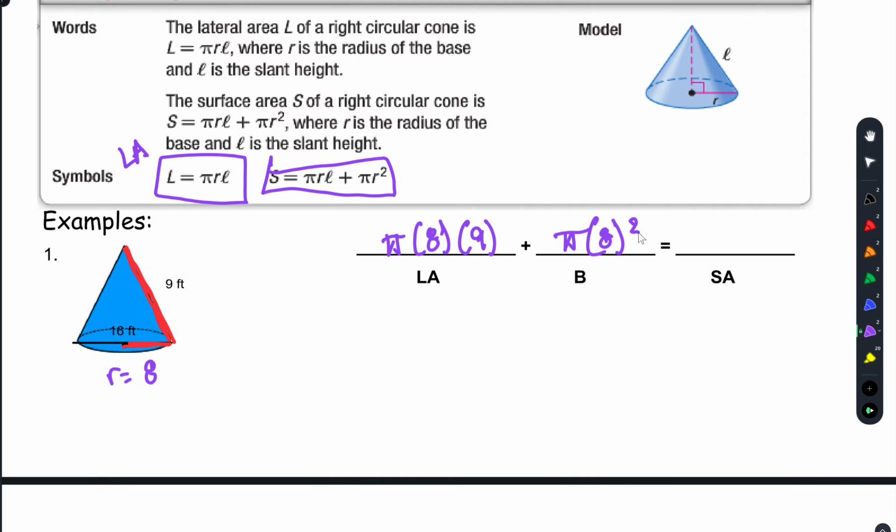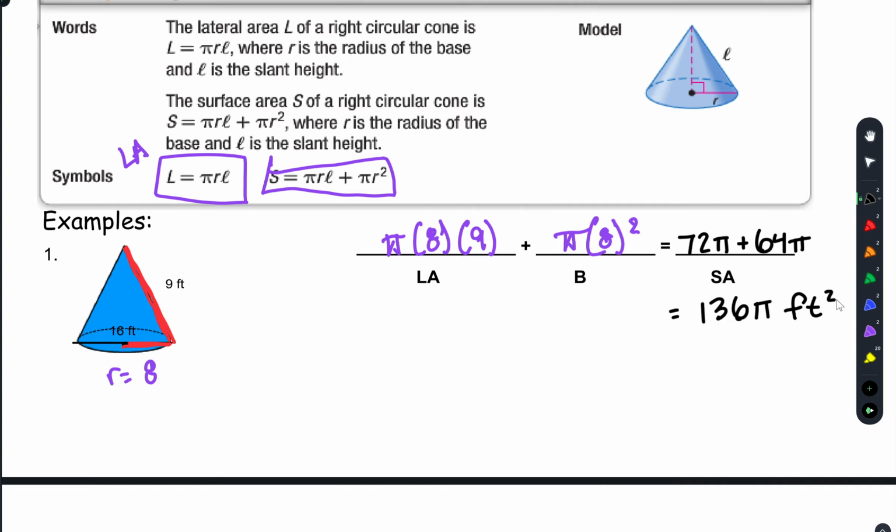That's it. That's the whole formula. So I can simplify this. You guys know I like exact values, so I like keeping things in terms of pi. I would call this 72 pi plus 64 pi. We can combine these like terms. So 72 plus 64 is 136 pi. If you like exact values, you can feel free to leave it like 136 pi feet squared.